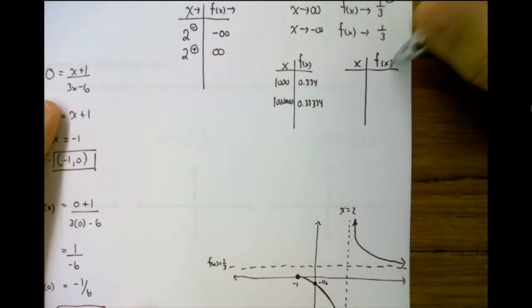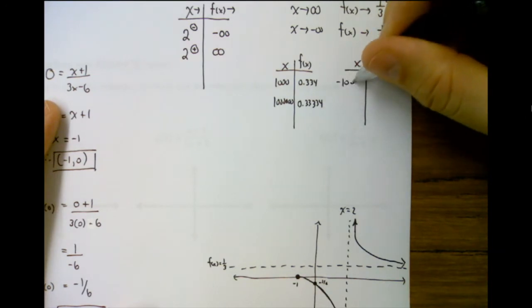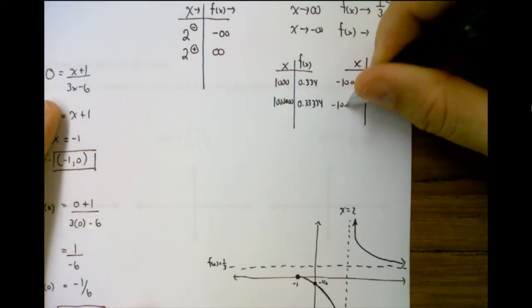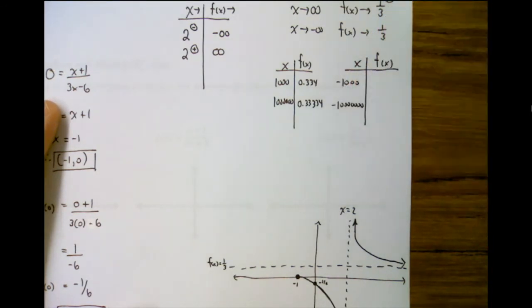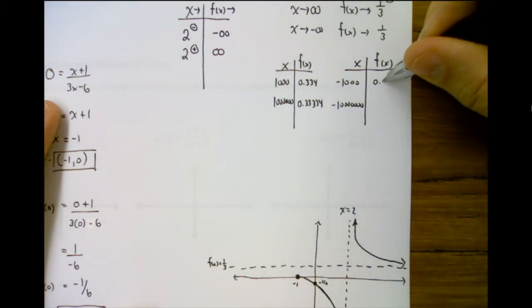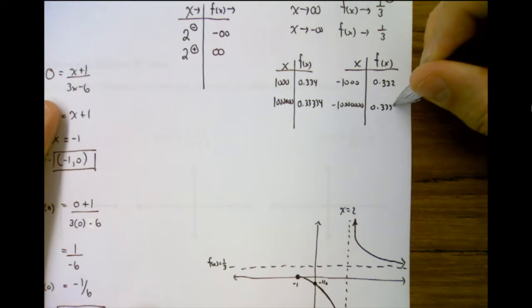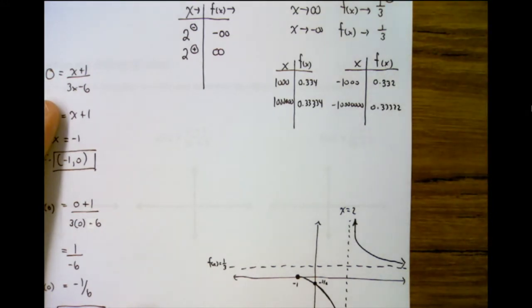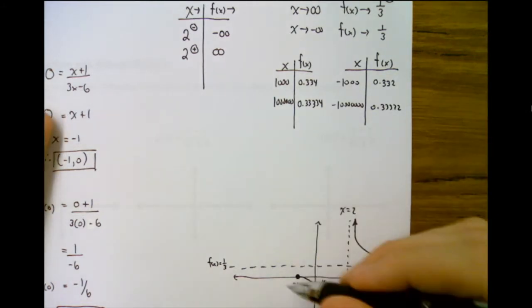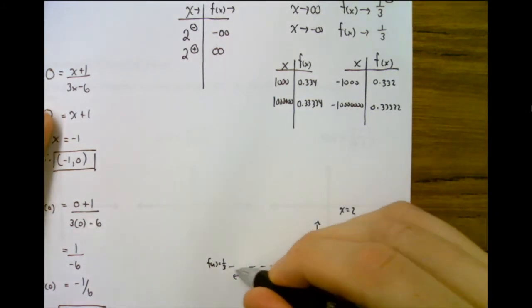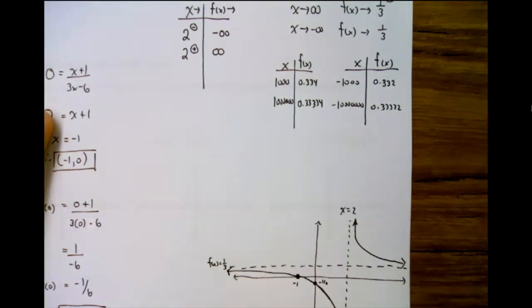X, f of x. We're going to plug in large negative numbers like negative 1,000 and negative 1,000,000, and we get 0.332 and 0.33332. Numbers that are slightly less than 0.33333, so that means we're approaching from below, which matches the rest of our graph.